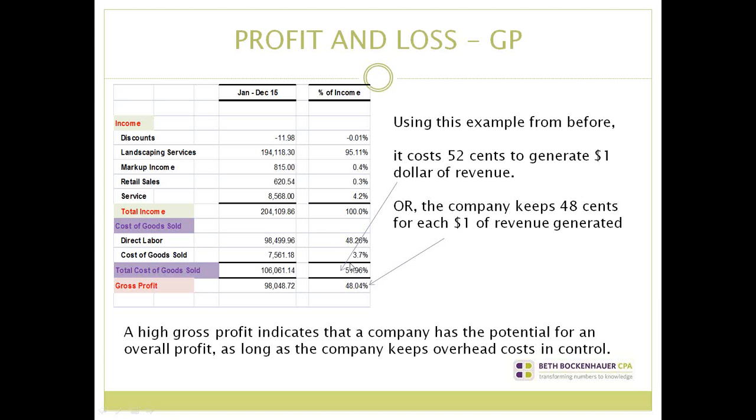Our cost of goods sold, our direct costs, take up 3.7% of our sales. And our total cost of goods is 51.96% of sales. Basically what this means is that it costs 52 cents to generate $1 of revenue. And then here is our gross profit of $98,000, and this means that I get to keep a little bit more than 48 cents for every dollar that I generate in revenue. So a high gross profit indicates that a company has the potential for an overall profit as long as the company keeps its overhead costs in control.